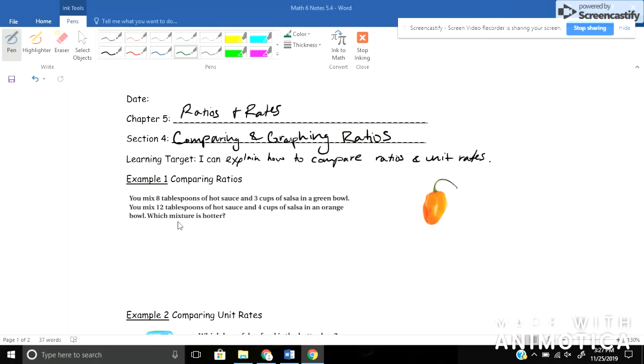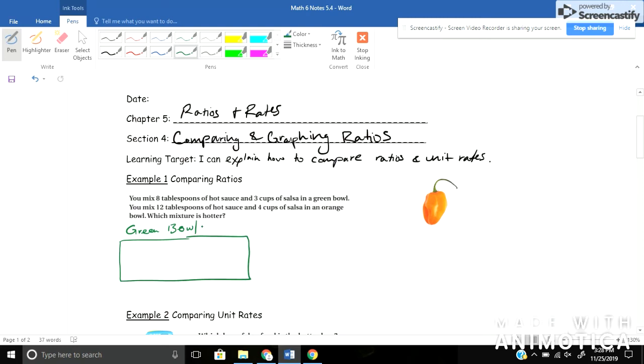Okay. So let's use a ratio table to determine a similar mixture or ratio so that we can compare these two mixes of hot sauce and salsa. So let's start with the green bowl. Okay, in my green bowl, it's important to label this section. So here's my green bowl, and I know I've got a couple things I need to input here.